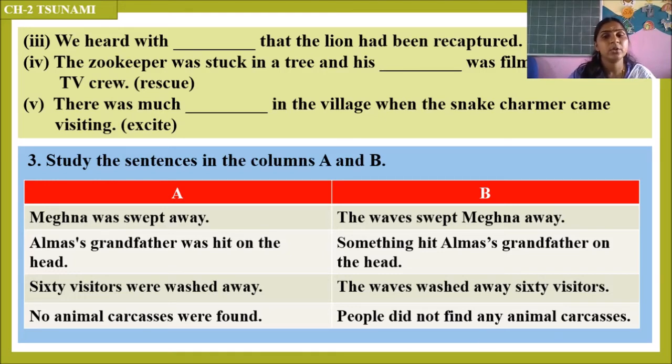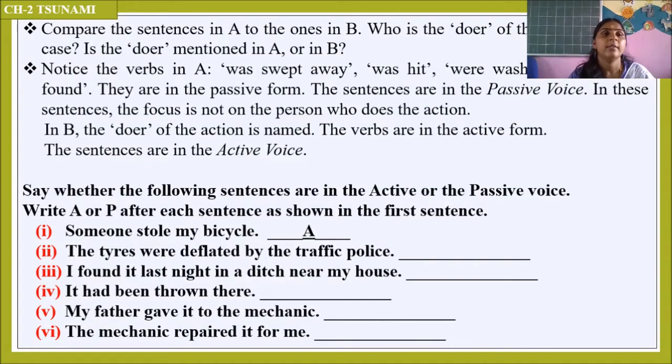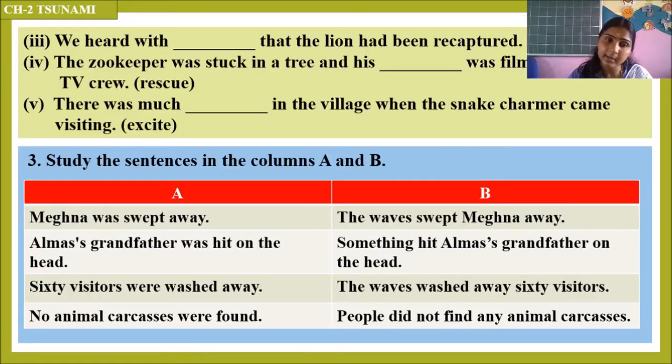So, now let us go to the next thing. Compare the sentences in A to the ones in B. Who is the doer of the action in every case? Is the doer mentioned in A or in B? So they are asking us to compare A and B. Let us go back to the table again. Here, this is the same thing. They are asking us to compare what? A and B.